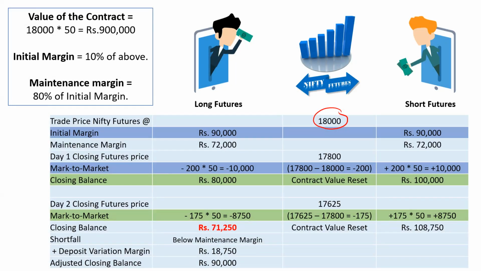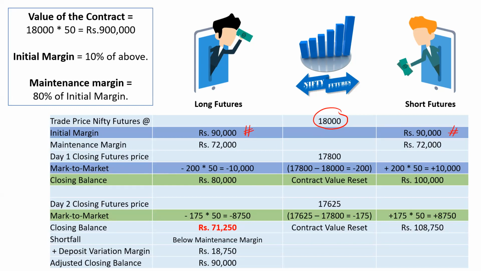So one person is the long and one person is the short, and they are entering into a Nifty futures contract when it is trading at a price of 18,000. Now, Nifty futures is having a lot size of 50. We have already seen this. So the value of the contract is 18,000 multiplied by 50, which is 9 lakh rupees. They have to post an initial margin of 10% of the above. That means each one of them is going to post an initial margin of 90,000 rupees.